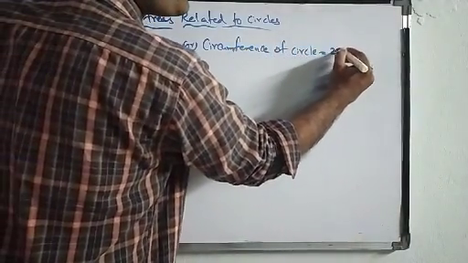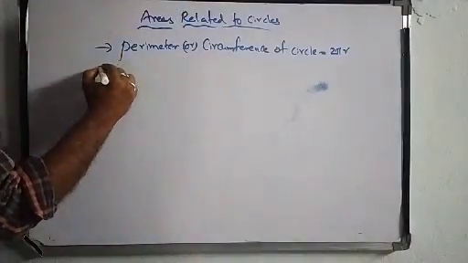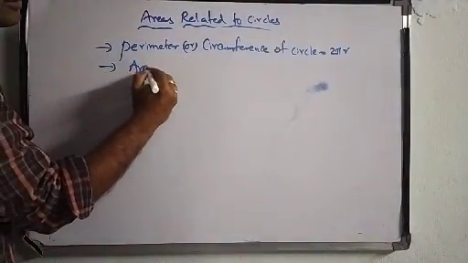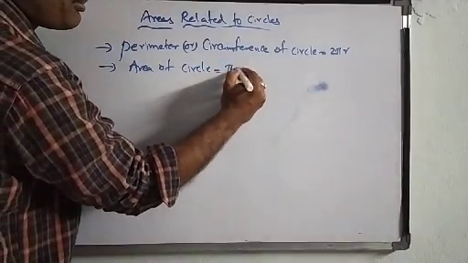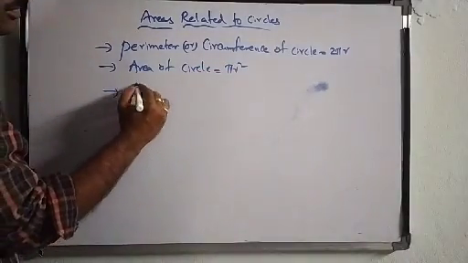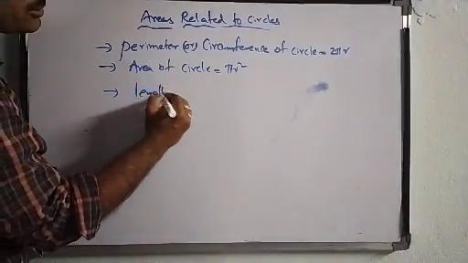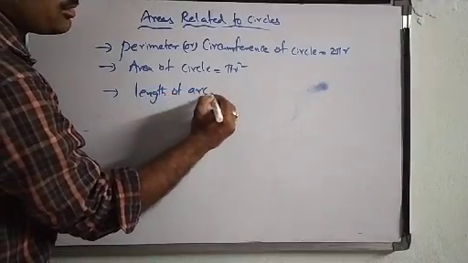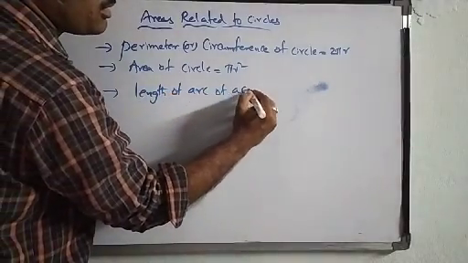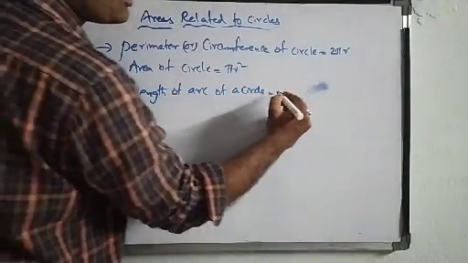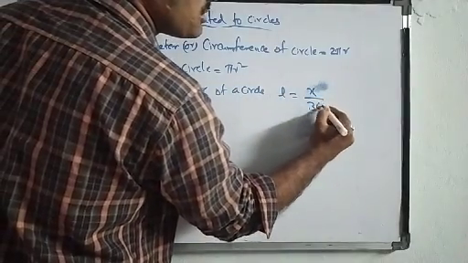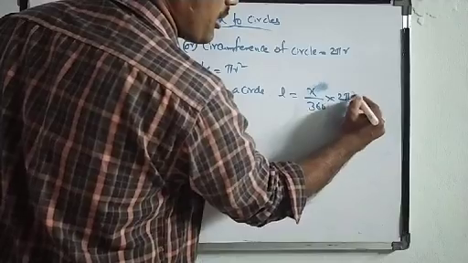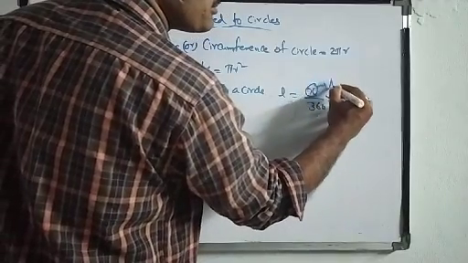Which is given as 2 pi r. Second, area of circle, pi r square. Length of arc of a circle, so that is L is equals to x by 360 into 2 pi r, where x is the angle.